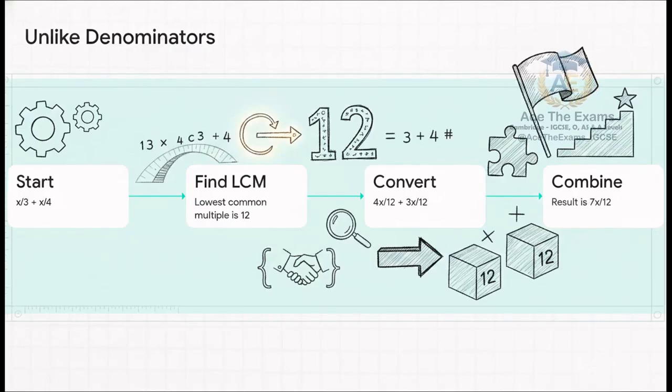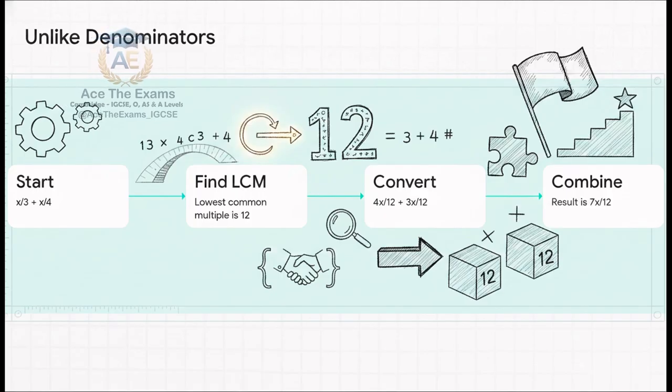Okay, let's step it up a notch. What if the denominators are different? Let's say we have x over 3 plus x over 4. Just like with regular everyday fractions, you cannot add these until the bottom numbers match. We need to find the lowest common multiple of 3 and 4, which is, of course, 12. So we multiply the top and bottom of the first fraction by 4, which gives us 4x over 12. Then we multiply the top and bottom of the second fraction by 3, which gives us 3x over 12. And look at that, the denominators match perfectly.